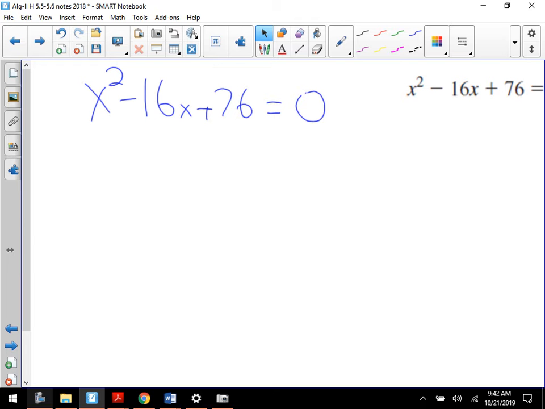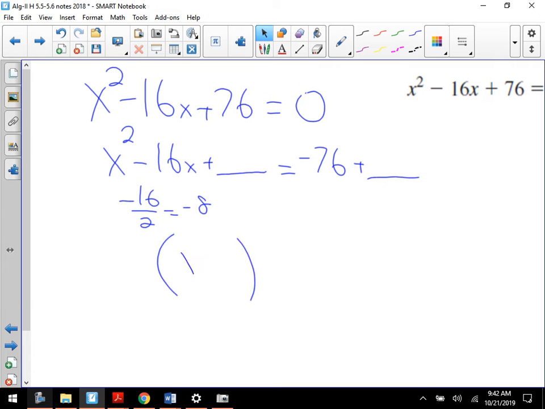It's pretty close. So, what's the first thing we do? Move C. So how do I move the 76? Subtract it. So we get x squared minus 16x plus blank is negative 76 plus blank. Remember, always put those plus blanks in there so you remember to put it on both sides. After we do that, what's half of negative 16? Negative 8. So, negative 16 divided by 2 is negative 8.